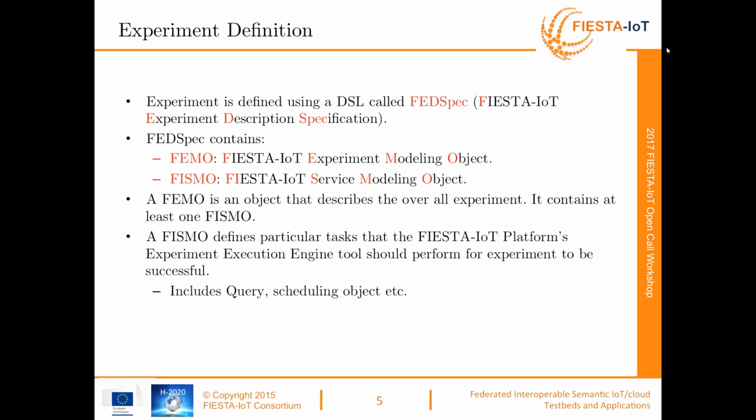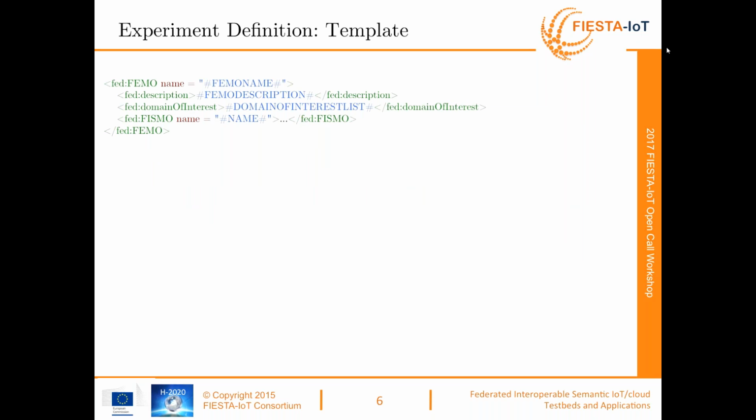Okay, so I'll go into brief of what components we are using and how you can define the experiment. The experiment is actually defined using a DSL, which we call FedSpec, Fiesta IoT Experiment Description Specification. This FedSpec contains two parts. One is the FEMO, which is the experiment modeling object. It is basically the metadata part and describes what your experiment is about.